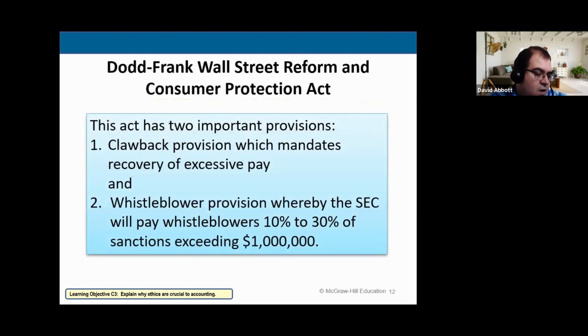You also have the Dodd-Frank Wall Street Reform and Consumer Protection Act. That was passed by Congress, and again, there's two important pieces to that. There's the clawback, which mandates recovery for excessive pay, and then the whistleblower provision, where the SEC will pay whistleblowers 10 to 30% of sanctions exceeding $1 million. That's when somebody in an organization reports that there's wrongdoing. That would be called a whistleblower, somebody that reports something about the company they work for. They could actually get money for doing that.